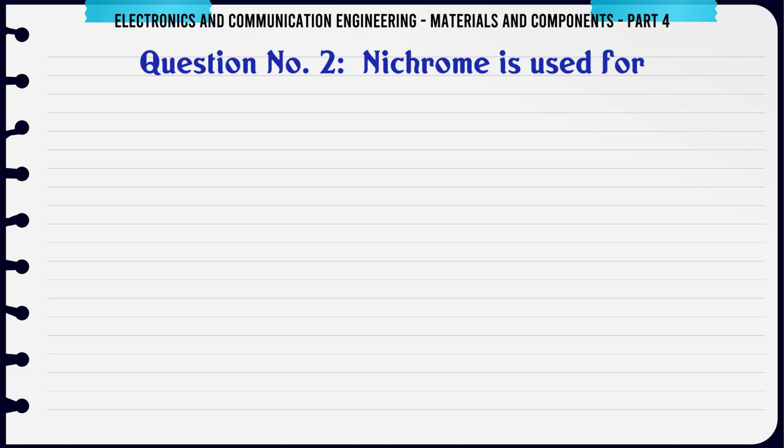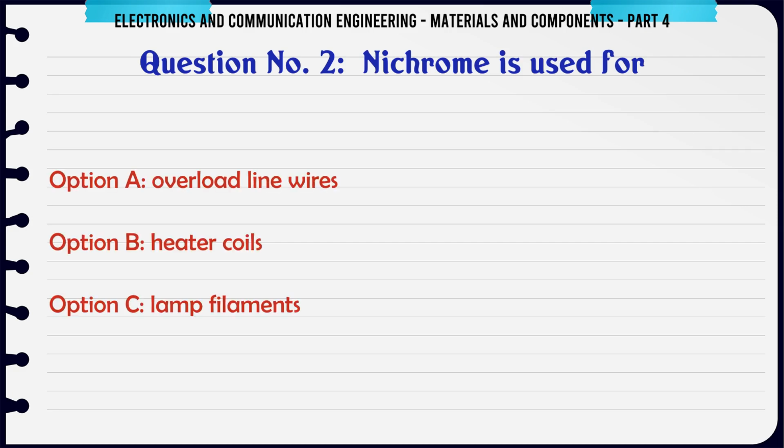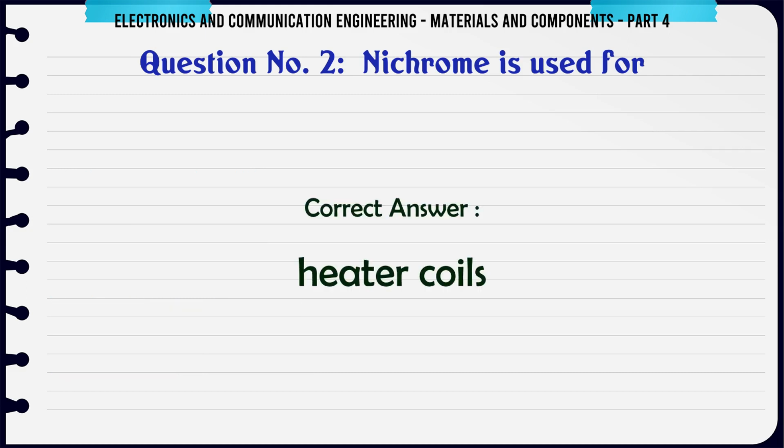Nichrome is used for A. Overload line wires. B. Heater coils. C. Lamp filaments. D. All of the above. The correct answer is heater coils.